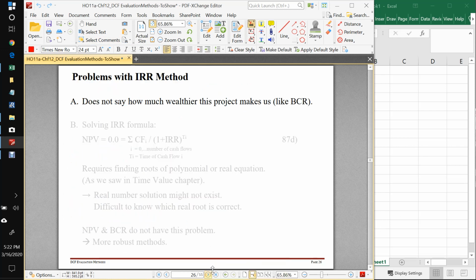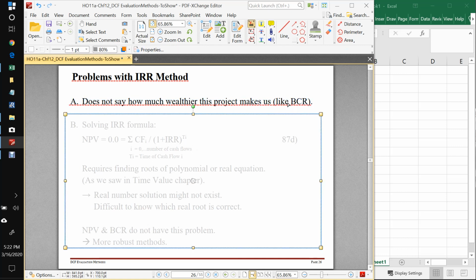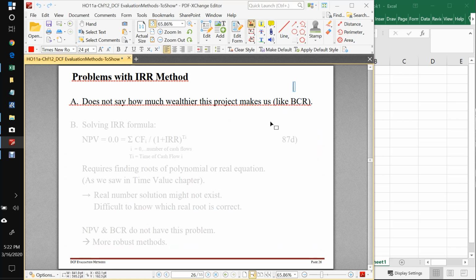That's the good news. The bad news is the IRR method has really big problems associated with it, so we can't always use it. Problem number 1 is just like the BCR method, it doesn't tell us how much wealthier this project is going to make us. Like the same problem we had with the BCR method.